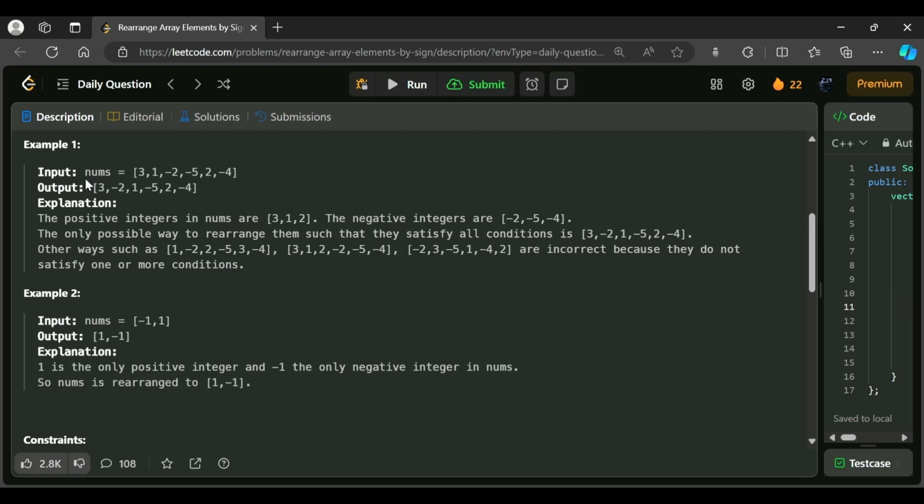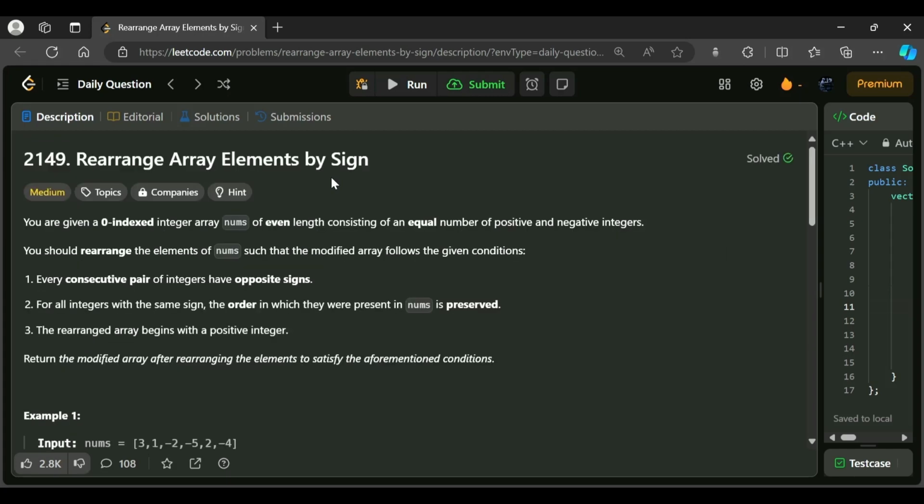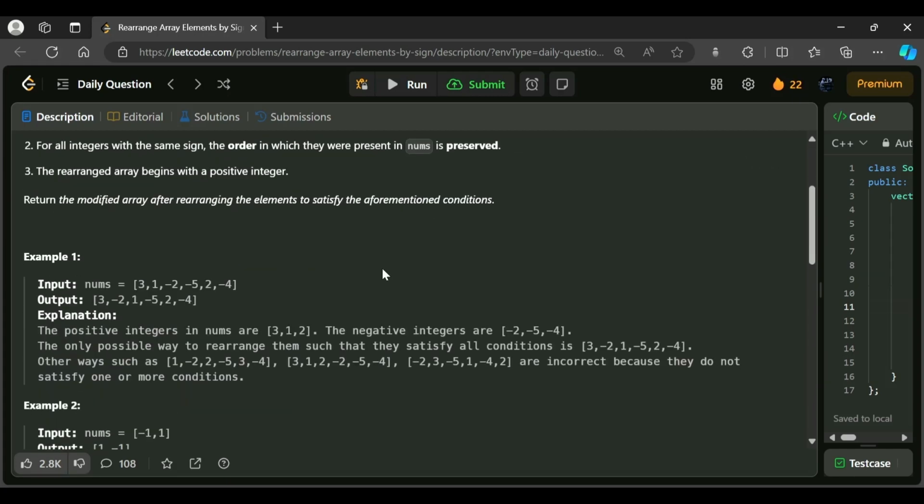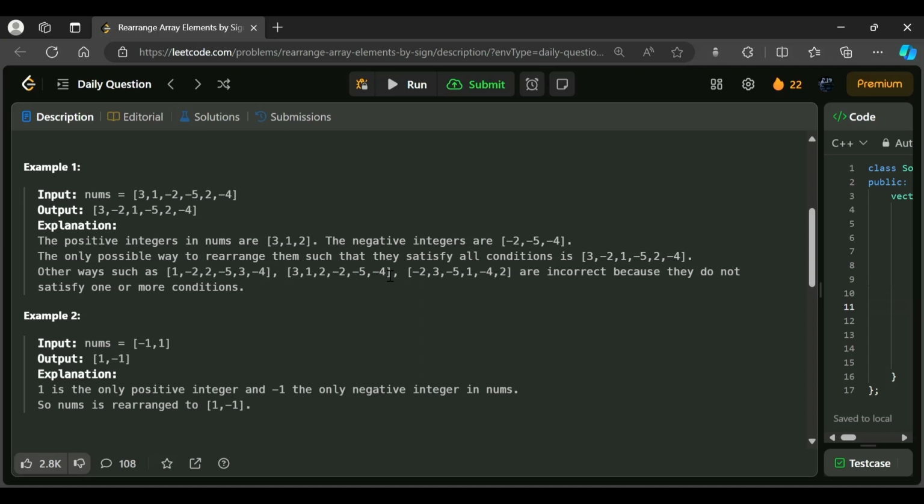It is the simplest solution, but the disadvantage of this approach is that you are using two extra vectors to solve it. Maybe you think that we can sort this and then try, but no, if you sort then the order will be disturbed, right? If you sorted these numbers, what would you get? Minus 5, minus 4, minus 2, 1, 2, 3. Then how can you reach the correct answer? There is no way to reach the correct answer.